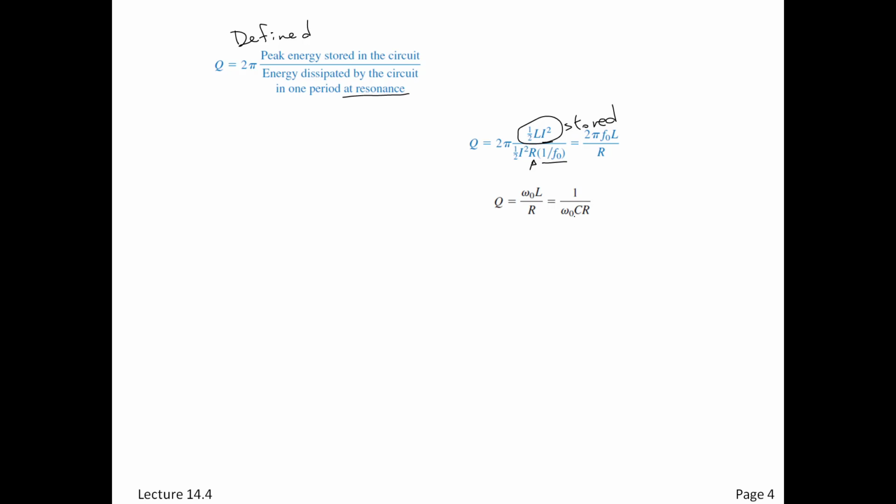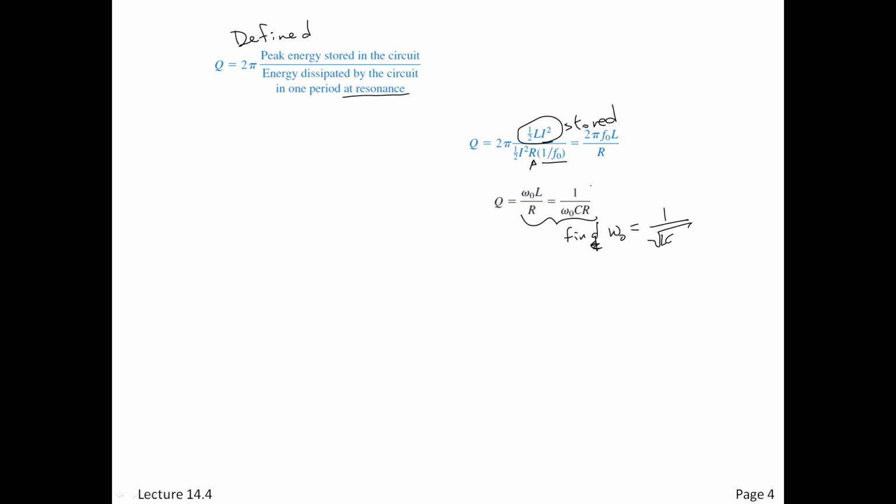Okay? And by the way, if you want to, you can work this backwards. You can take these two terms and find omega 0, right? And you'll get 1 over the square root of LC. Okay? Easy enough. So that's our Q.